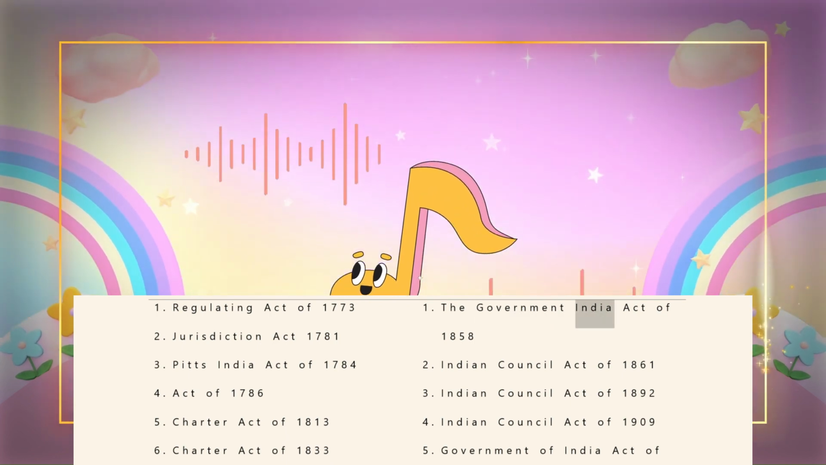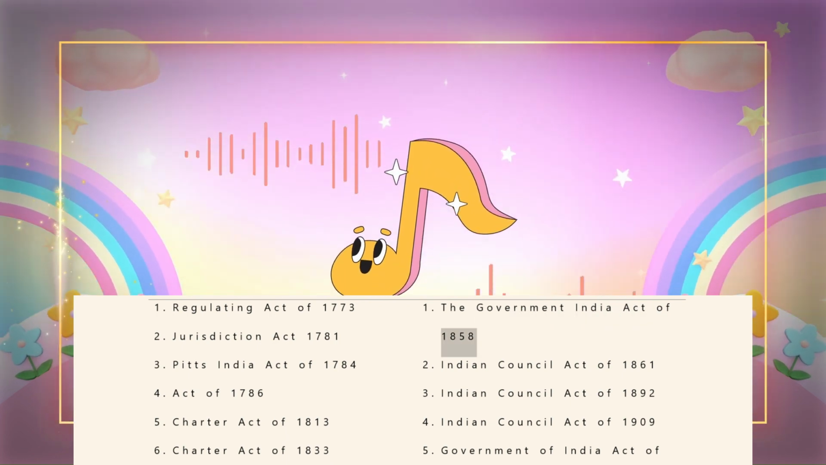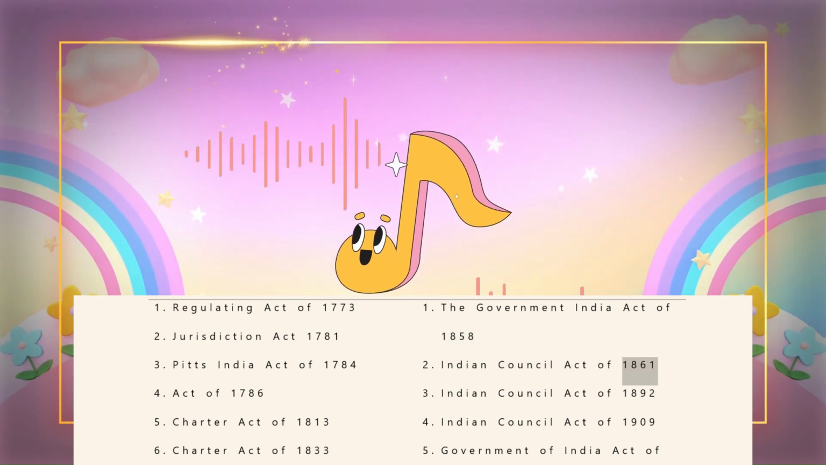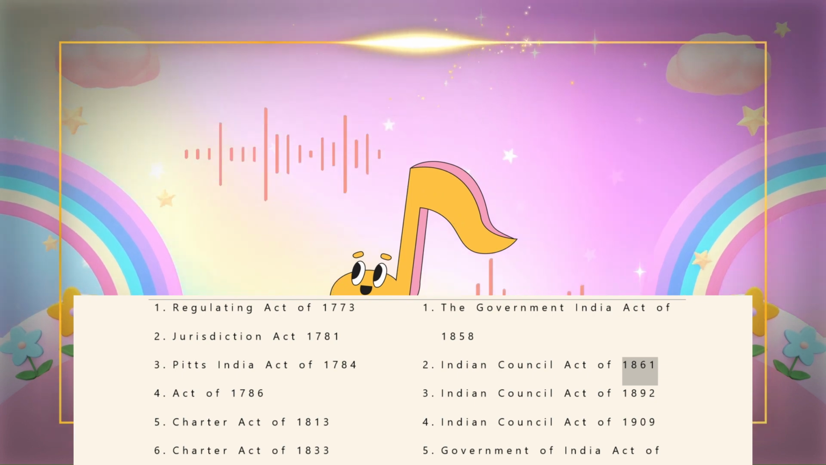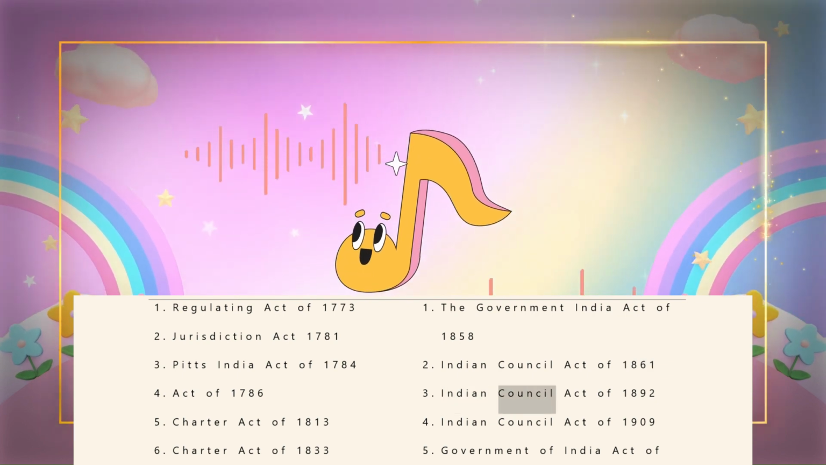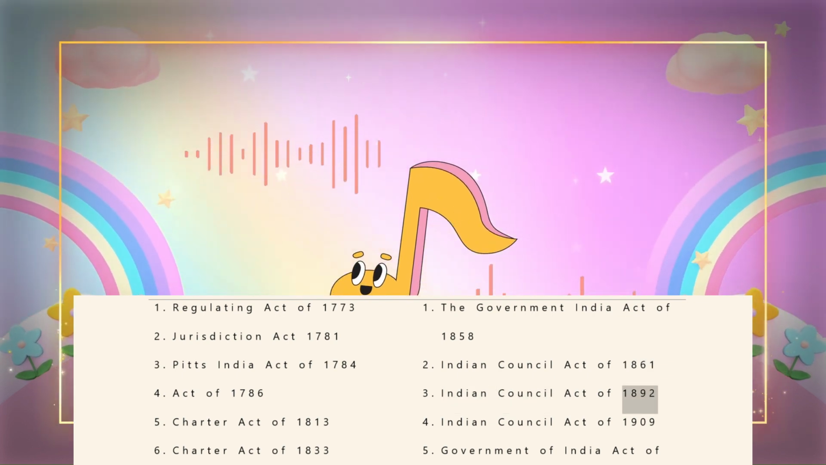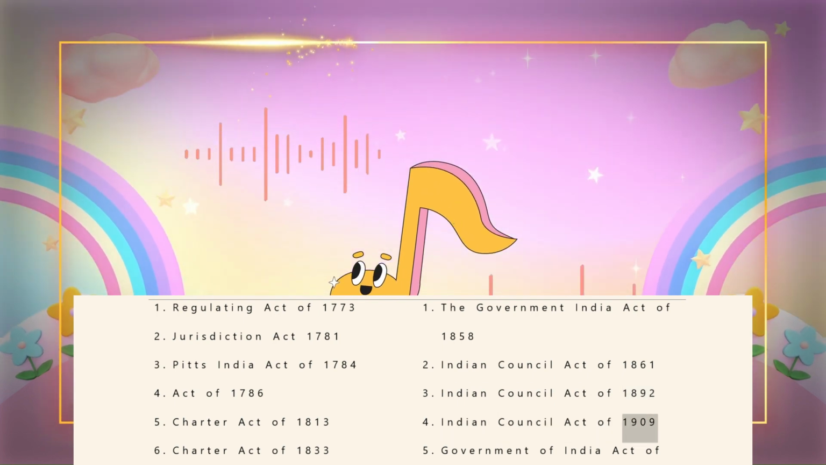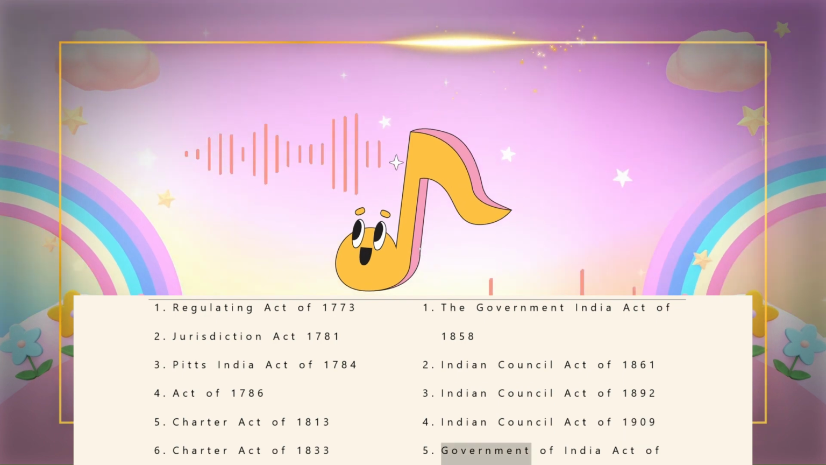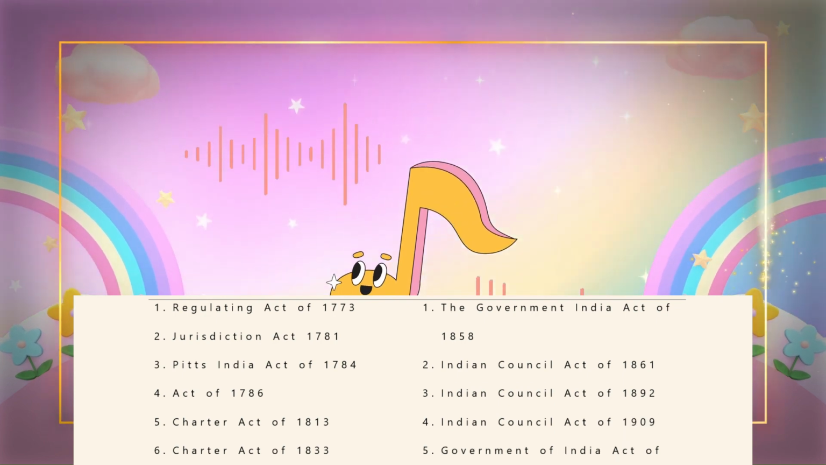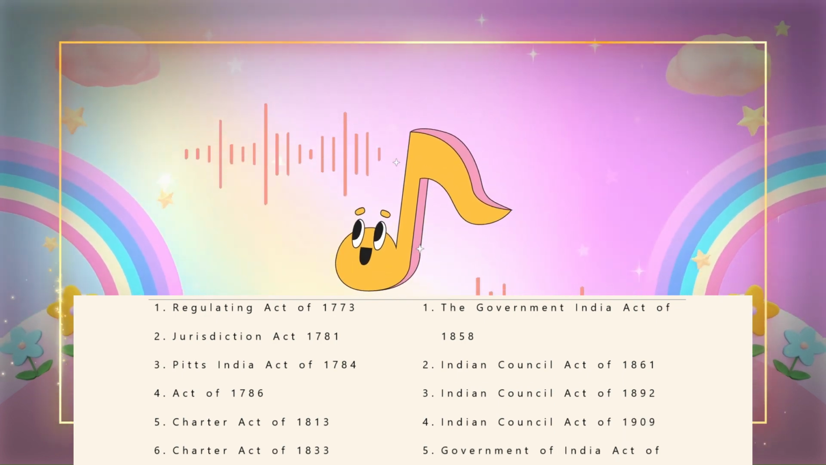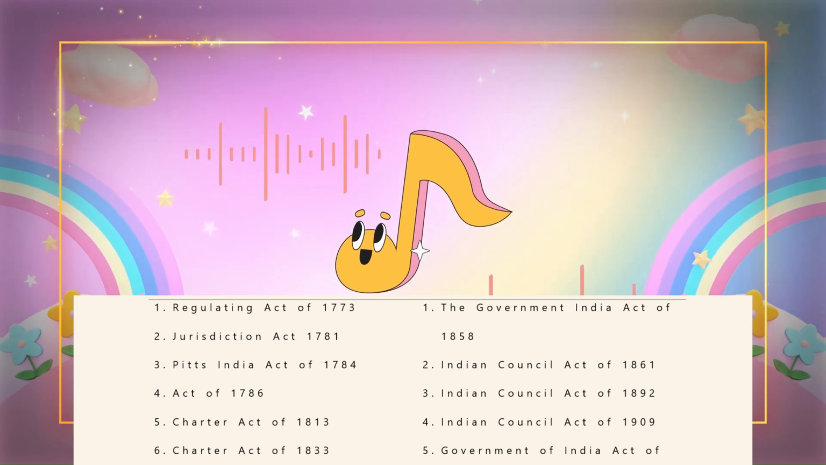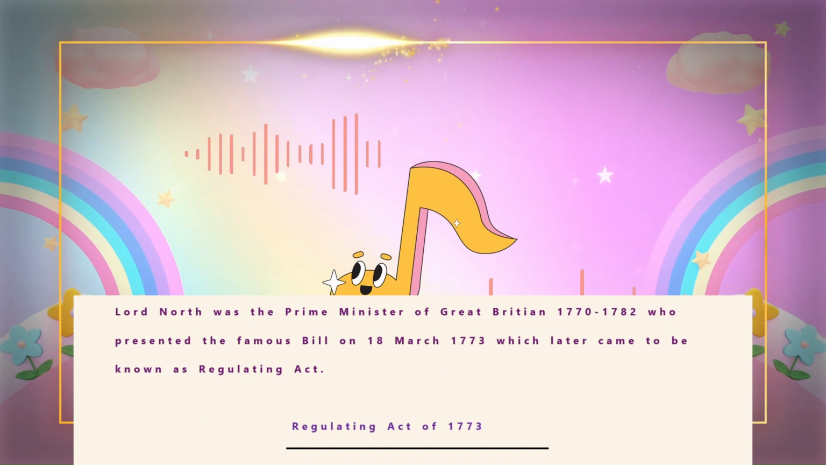The Government of India Act of 1858. Indian Councils Act of 1861. Indian Councils Act of 1892. Indian Councils Act of 1909. Government of India Act of 1919. Government of India Act of 1935. Government of India Act of 1947.